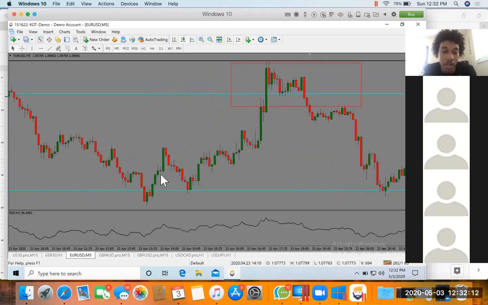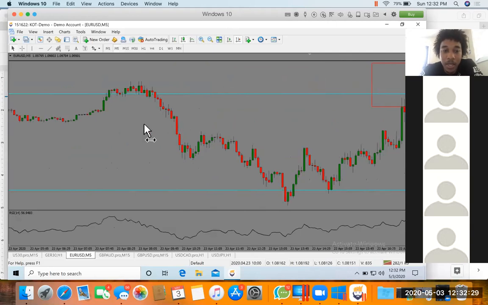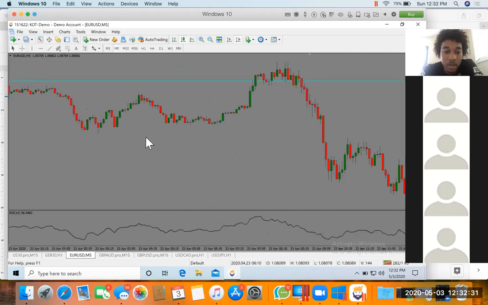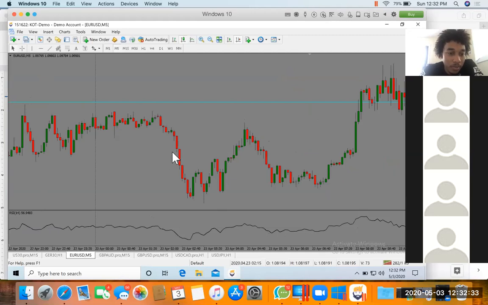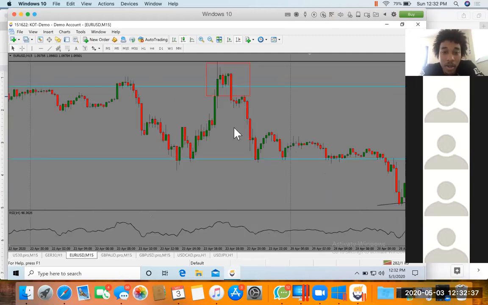Same thing with this W, and I'm pretty sure this W right here, inside of the W, also has divergence. Wait for the engulfing candle. Always wait for some type of price action before you enter the trade. You don't want to just enter at any spot there is. Exit points are really based on a few different things.